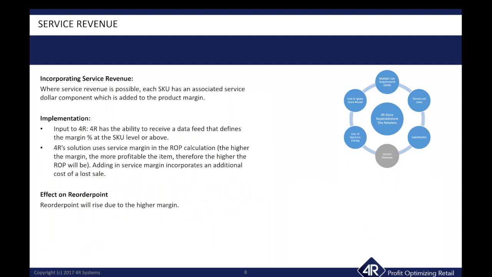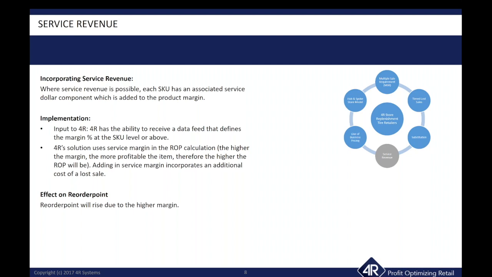Next is service revenue. This feature is available for business models that incorporate an element of service into their business. This is especially relevant for the automotive industry, as service is a big portion of their overall revenue. 4R has developed a solution to accept an associated service dollar component for each SKU, which is then added to the product margin. Our algorithm takes margin into account when calculating the profit optimal reorder point.